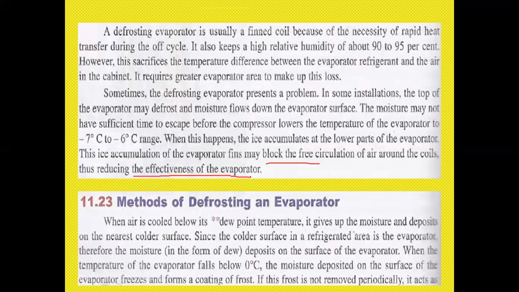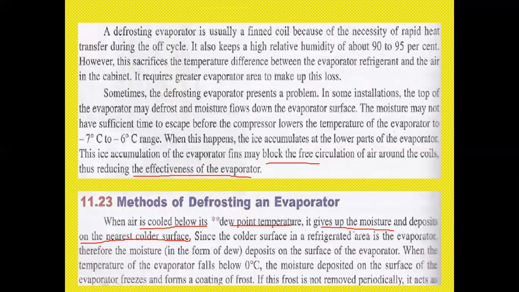We will discuss, not in detail, just the types, the methods of defrosting the evaporator. See here, when the air is cooled below its dew point temperature, it gives up the moisture and deposits on the nearest colder surface. Since the colder surface in the refrigerated area is the evaporator, the moisture deposits on the surface of the evaporator.